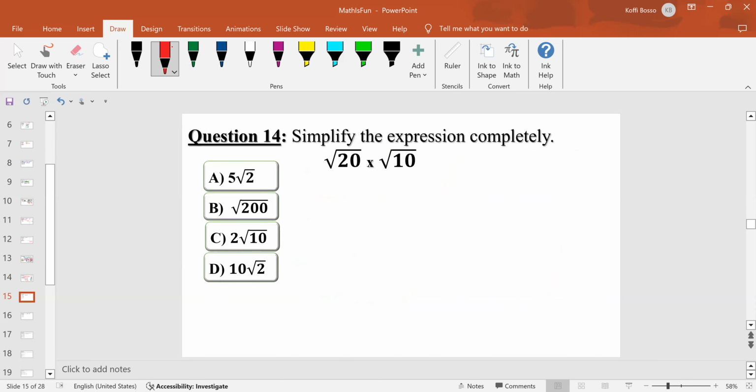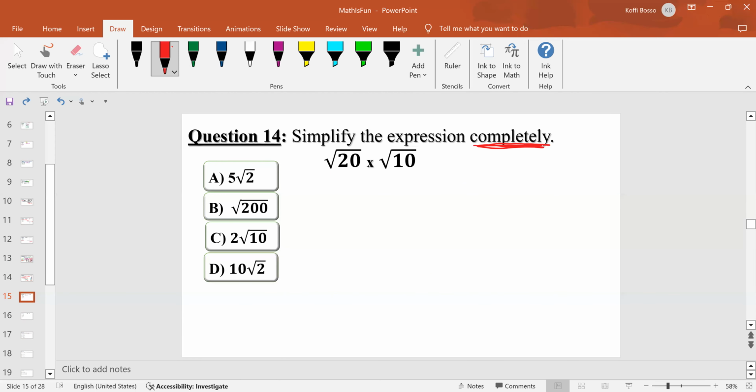The next question, question 14. They say simplify the expression completely. This is a keyword. Completely. One of the answers will be square root of 200, like this one. But this is not complete. That means if you choose B, it's incorrect because it's not complete. We need to go further.